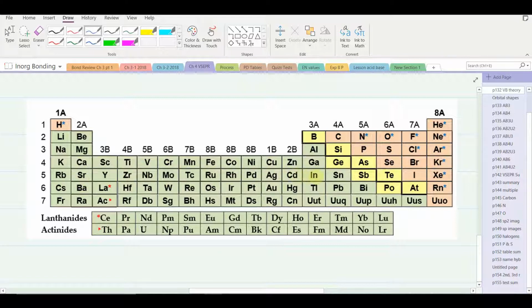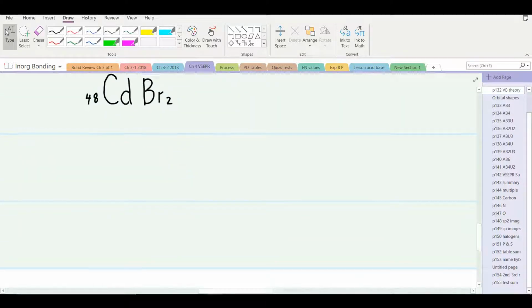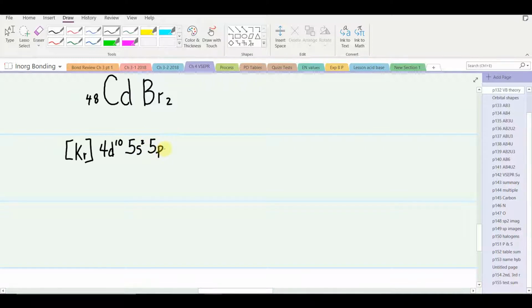Let's write that out, and then we'll figure out how it's going to bond. So the electron configuration of cadmium will be krypton, 4d10. I'll move them out of the way first. They're not involved in bonding. The bonding, remember, is in the valence shell. That's 5s2, 5px0, 5py0, 5pz0. I want to emphasize that the next available orbital is empty.